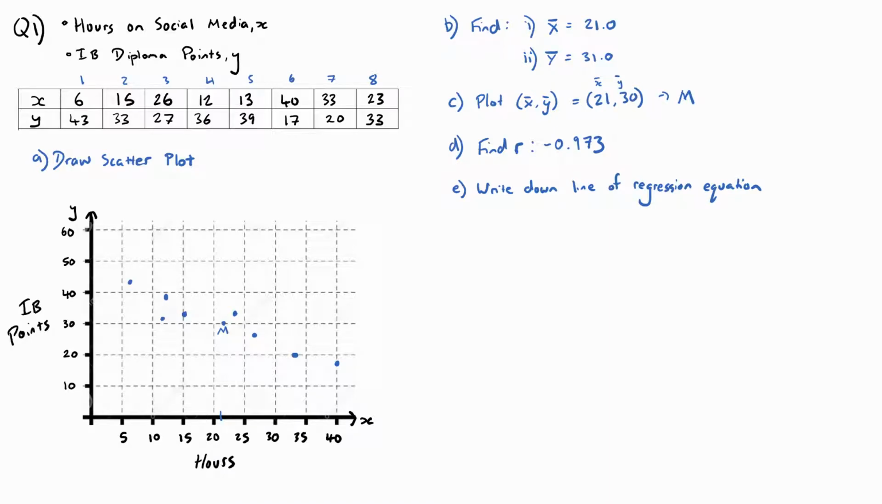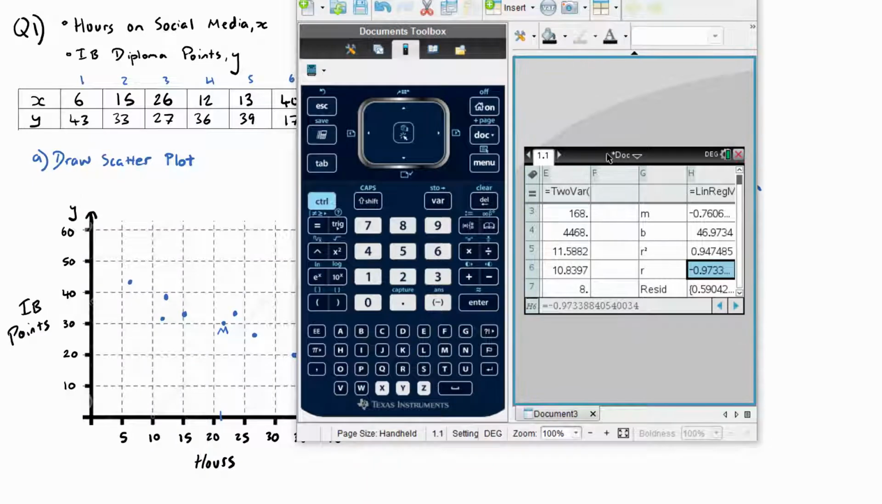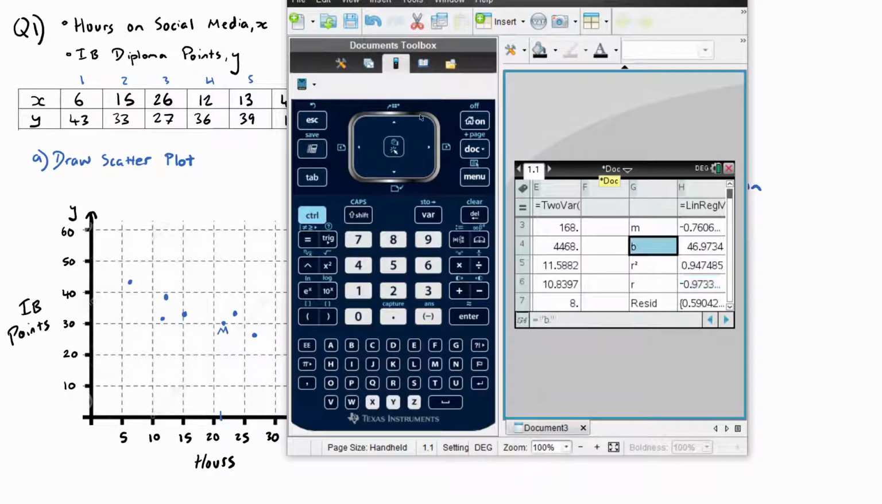Question 1, part E, asked to write down the line of regression equation. And we have done all of the hard work for this part again, back in part B. And we have actually already performed the stat calculation in part D. So if you're not sure how we got these values here that I'm clicking on, in columns G and H of my calculator here, I recommend going back and maybe watching part B and then part D, because we have the values M and B.